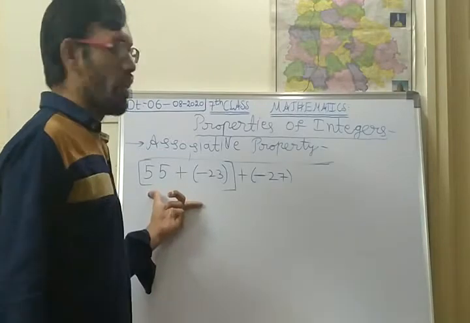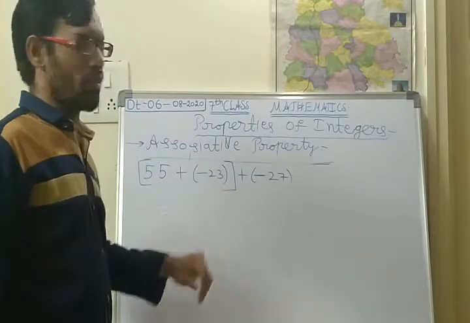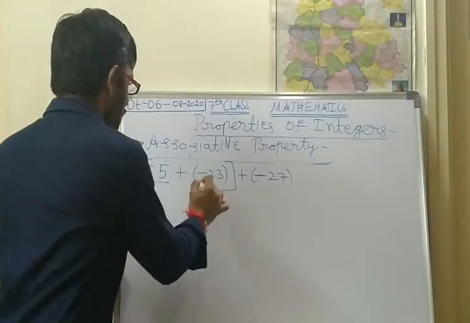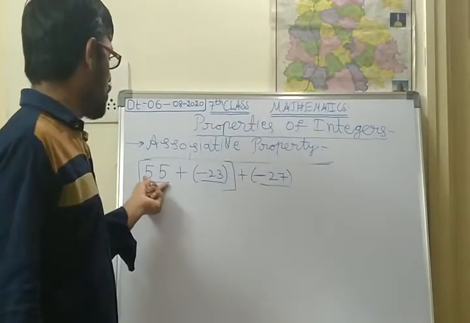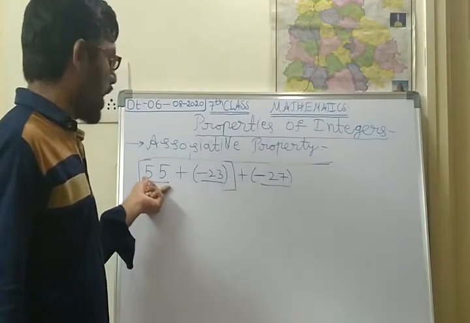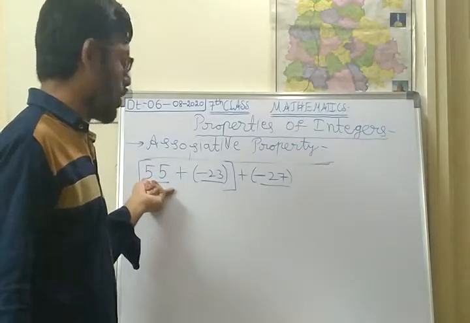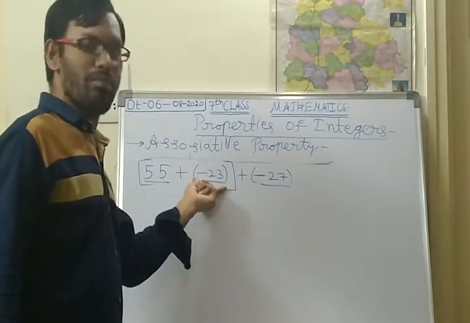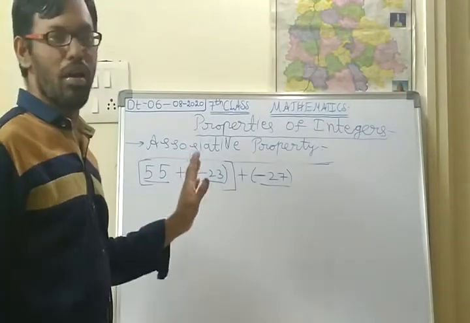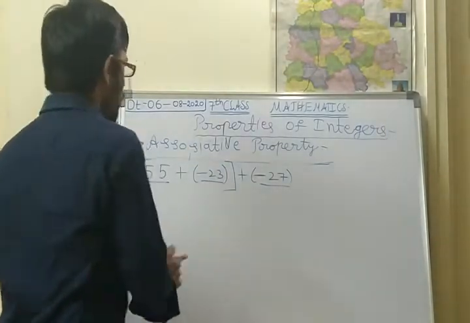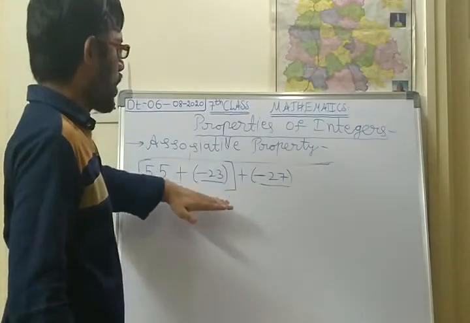So first of all, here there are three numbers: 55, minus 23, minus 27. I have taken a positive number, that means a natural number, a whole number, and a negative number, a negative integer also. So here no problem for you. Okay, so first of all we have to solve this one.